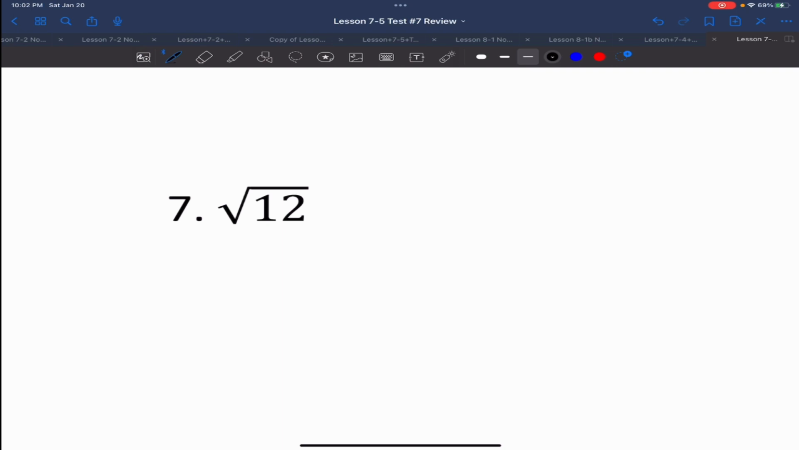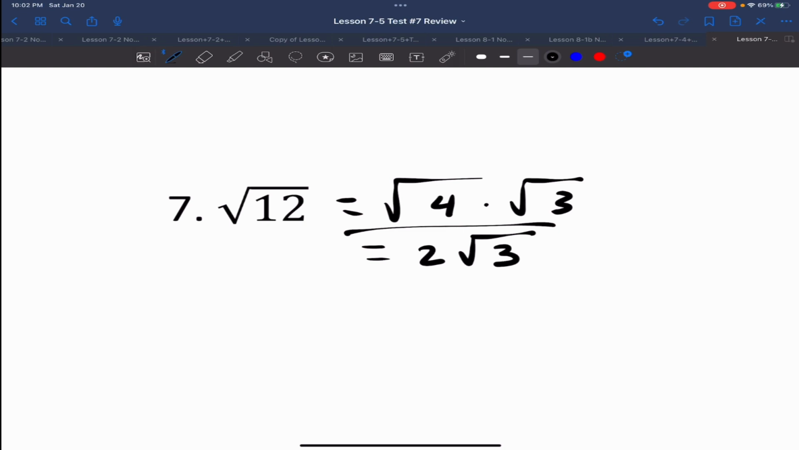Number 7, I can do the square root of 4 times the square root of 3. 4 is a perfect square, so I can say 2 root 3. That's my answer.